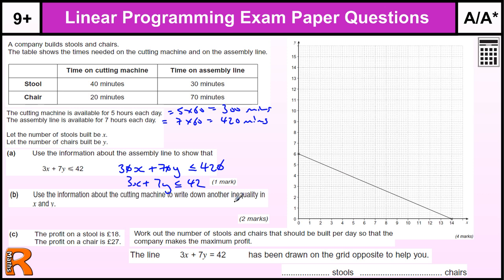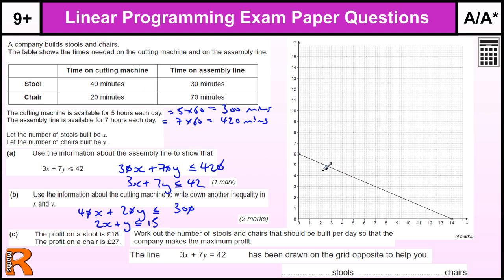And now for the cutting machine, same idea, 40x plus 20y is going to be less than or equal to 300. And again, if we knock off a 0 and then we can divide by 2, we get 2x plus y is less than or equal to 15. So let's just plot those.